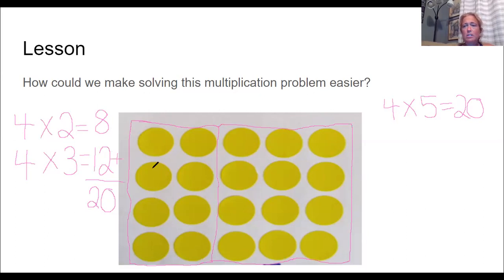Okay, so just to double check ourselves, 1, 2, 3, 4, 5, 6, 7, 8, 9, 10, 11, 12, 13, 14, 15, 16, 17, 18, 19, 20. So 4 times 5 is indeed 20.